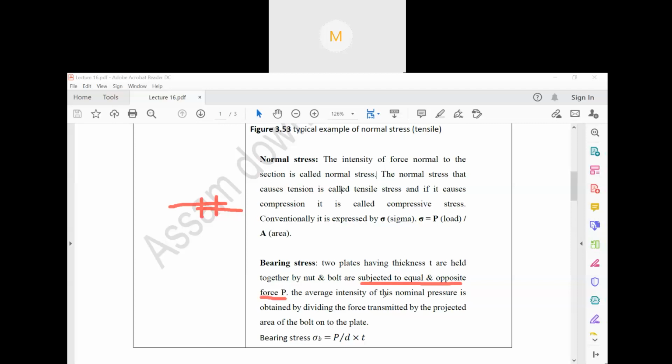So this average intensity of pressure is obtained by the force transmitted divided by the projected area of the bolt on the plate. That means this bolt will be transmitting some force. Now the area that is occupied by the bolt, that area will be considered. So how will it be given? Bearing stress is equal to P by D times T.